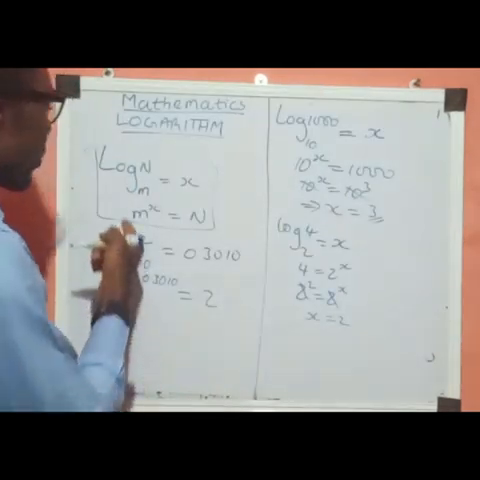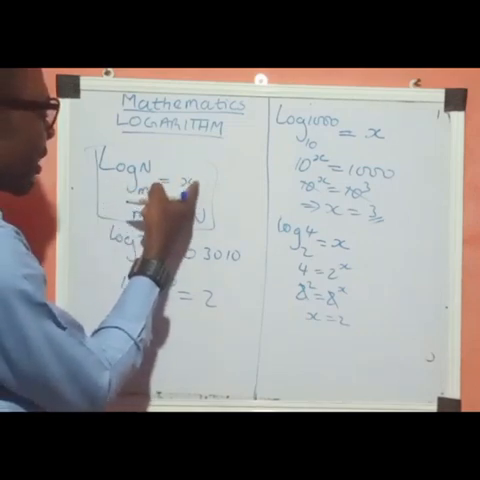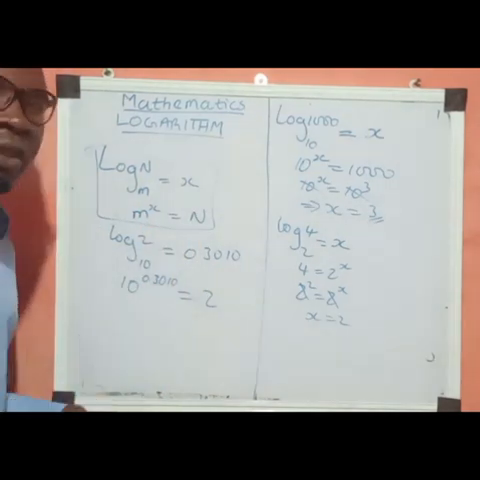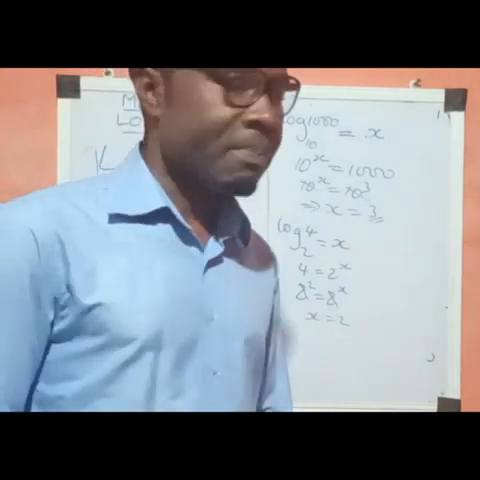So this is the general definition of logarithm. A logarithm of a number n to base m is that power to which m will be raised to get n, and we can see that as a simple notation. So having known this, let us look at the laws of logarithm.